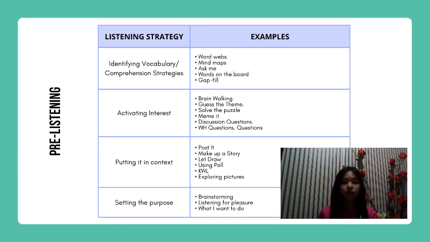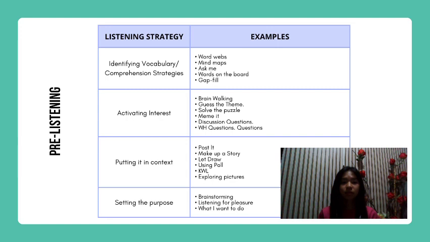Second is listening for pleasure. Before starting the listening activity, inform students of the title of the listening text and ask them to list down the interesting things that they think they can find out from the listening activity. This will help them focus their attention and engage with the material in a meaningful way.